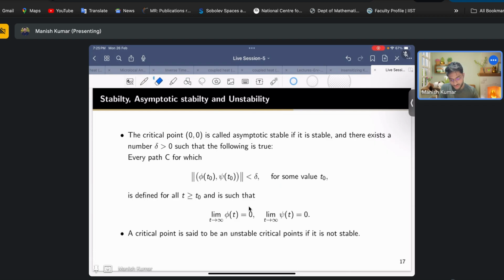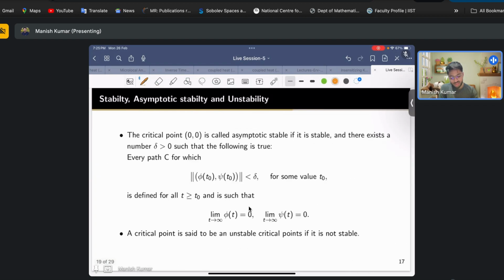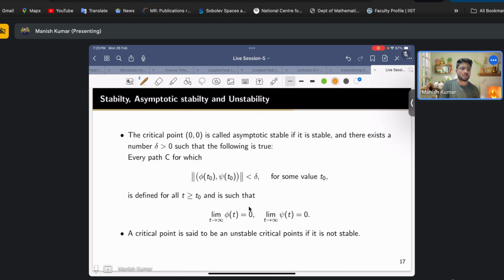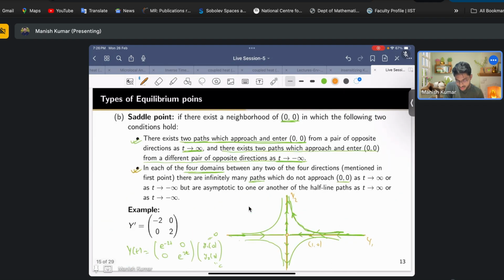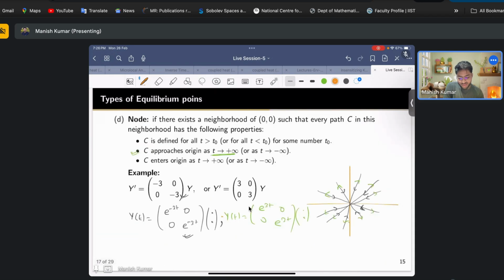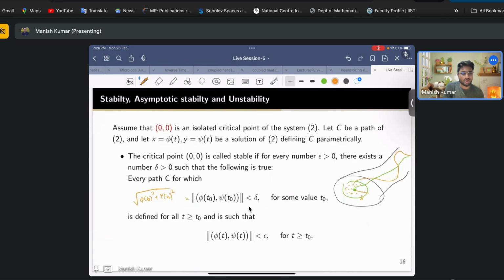So this is another classification. This was one kind of classification, whether the equilibrium point is a spiral, center, node, or what do we call, saddle point. So this is one classification. The other classification is whether it is stable or unstable.